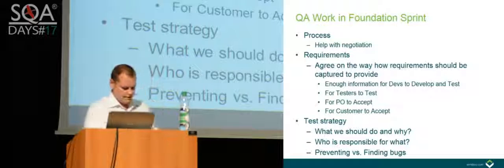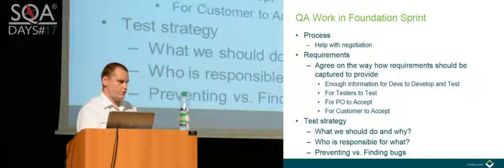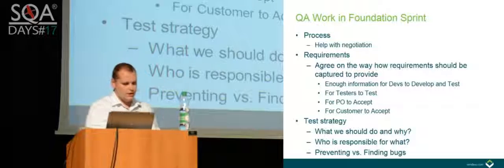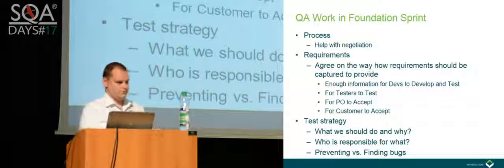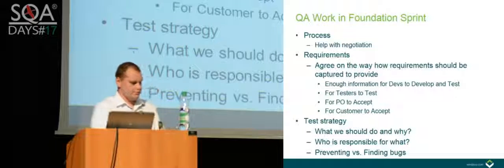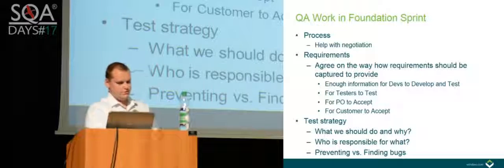And then the second part is requirements, because having a user story as one sentence only, nobody can work with that. We need to have enough information for developers to develop, for testers to test, for the product owner to accept, for the customer to accept, and so on. And it really depends on your team. If you have a team of only senior people, then probably you need only some more details, some mock-ups maybe, and you are fine. However, if you have a team of juniors, then you need to have more details.